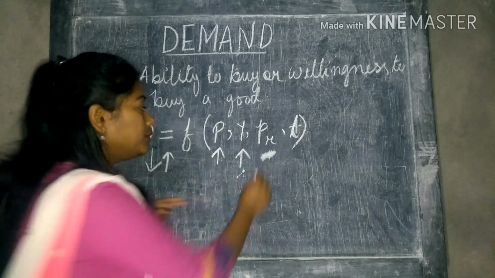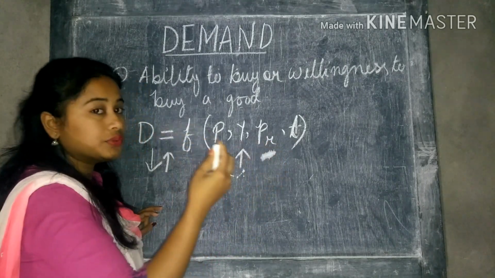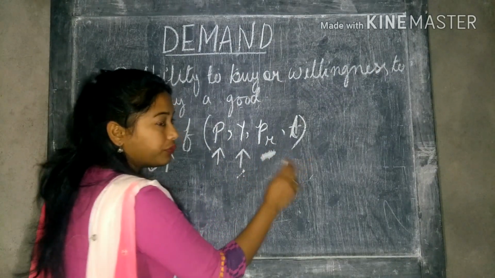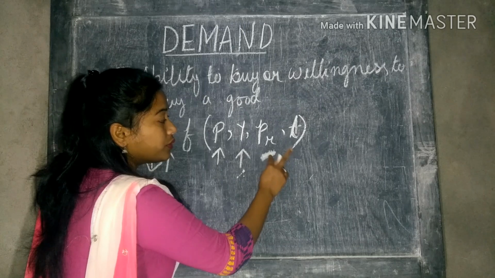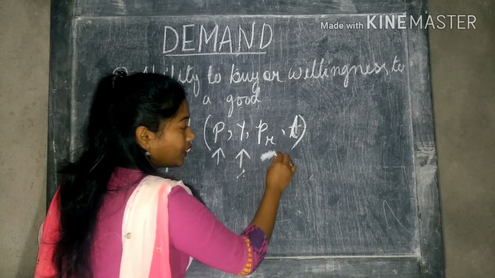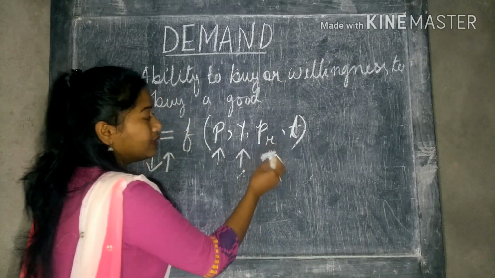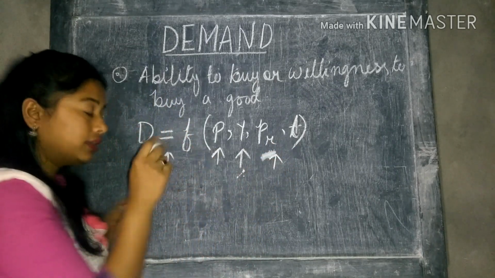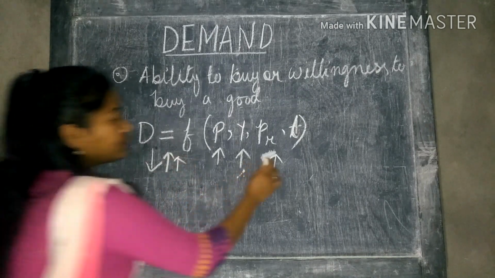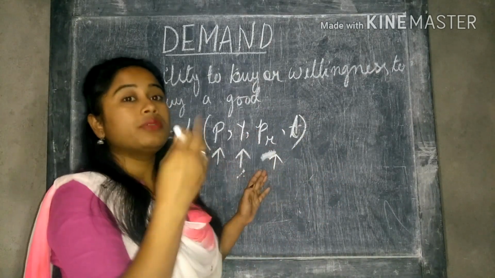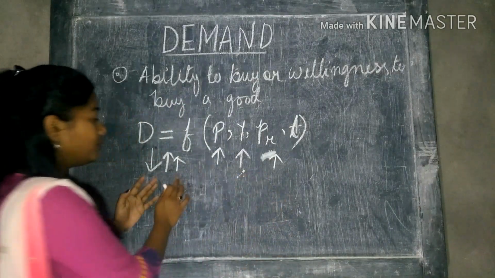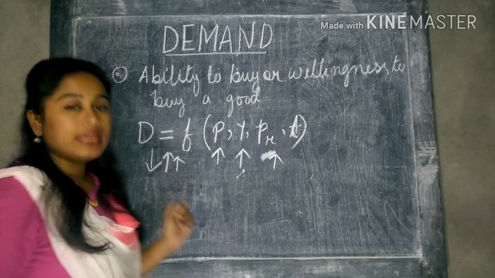That means if the price of the related goods, suppose tea and coffee, the related good of tea is coffee. So if the price of coffee increases, then what will happen? Then the demand for tea will increase, because if the price of coffee increases, people will not buy coffee, they will buy tea. That means the demand for tea will increase.